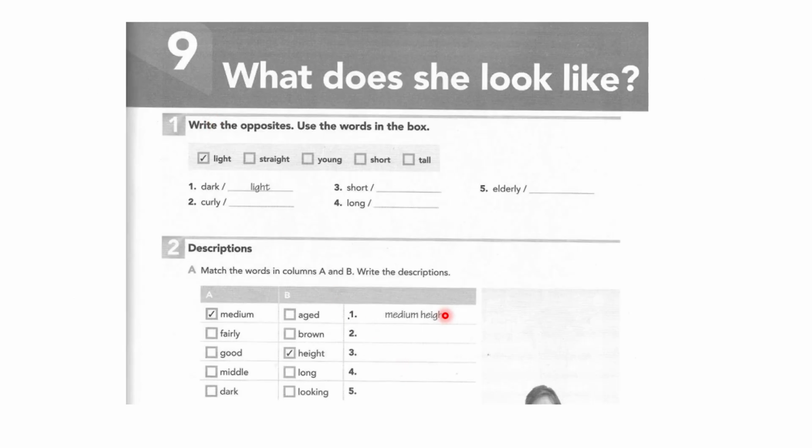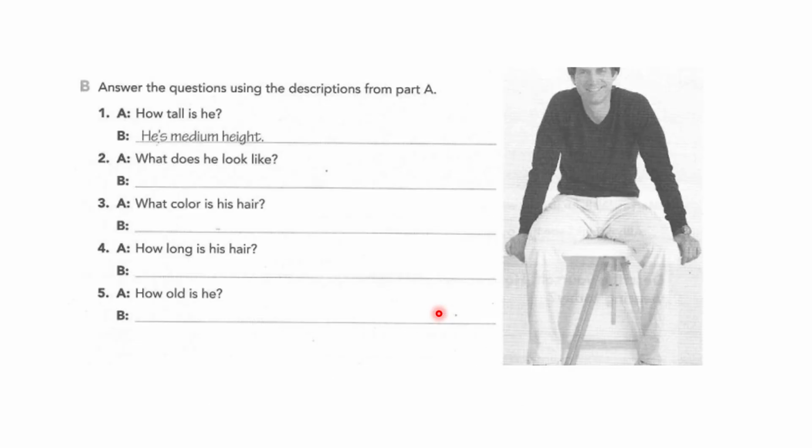Bueno, yo voy a utilizar de aquí la respuesta de tamaño, en este caso medium height. Como es un he, bueno, he is medium height.